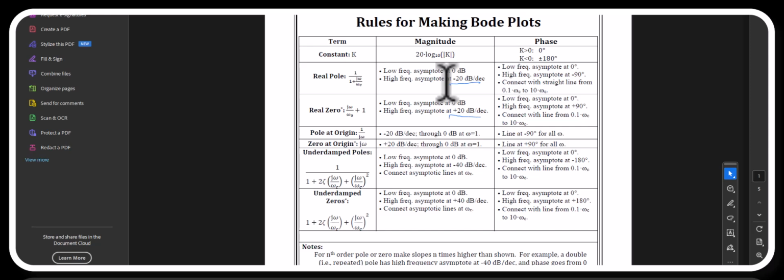And if it's of a higher order, so like if my term was squared, then it would be 40, or if it was cubed, it would be 60. It's n times that number. So it's always a multiple of 20.